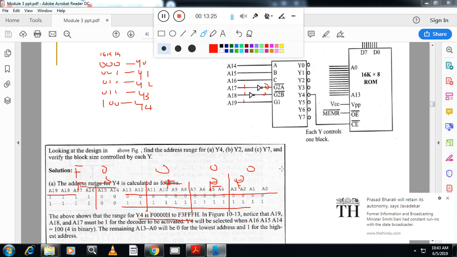Similarly, he has asked about Y2. To activate Y2, what is the value here? 0, 1, 0. So let me go back a bit. So 14, 15, 16, 0, 1, 0. Let me go back still. So now this becomes 0, this becomes 1, this becomes 0.